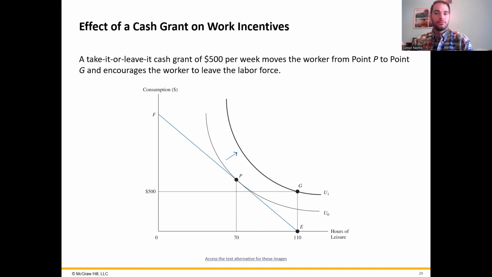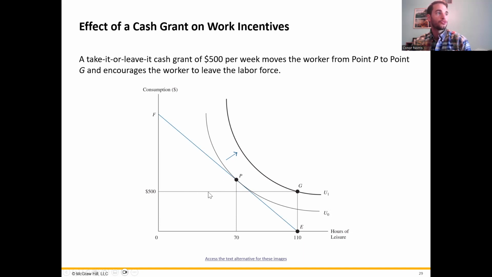Now, once the cash grant program goes into effect, if the individual opts in to receive that cash grant, this changes the choices available for the individual. So in the past, they could not have moved beyond the utility curve U0. That was the best that they could do at this tangent point P. But now they can receive the $500, which allows them to move out to point G. So right here is the $500 that they can receive.